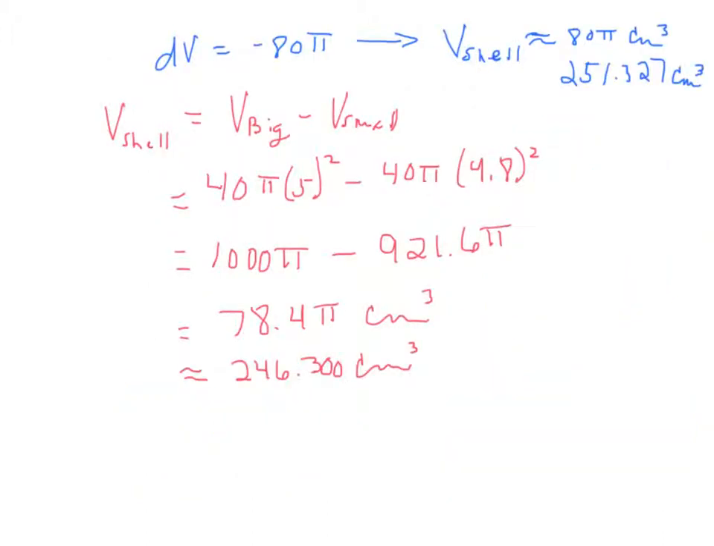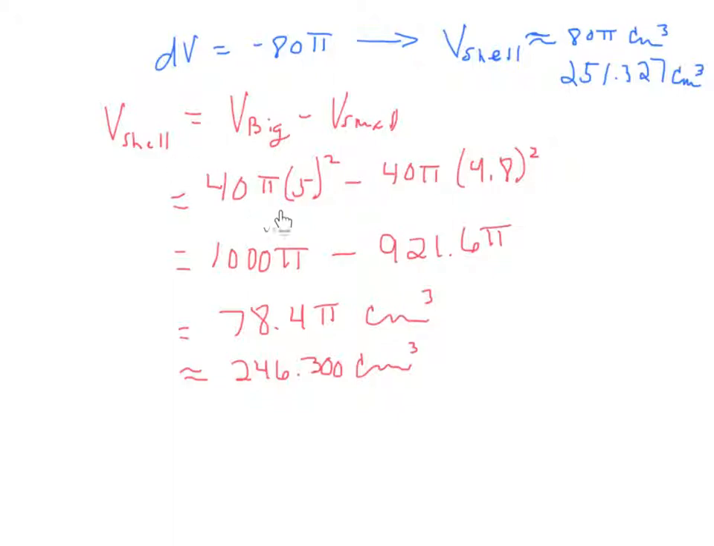Up top here we have our approximation. We figured out dV was negative 80 pi, which translated into a volume of the shell being 80 pi centimeters cubed, and that is approximately 251.327 centimeters cubed. Now here's the work for the geometry student.